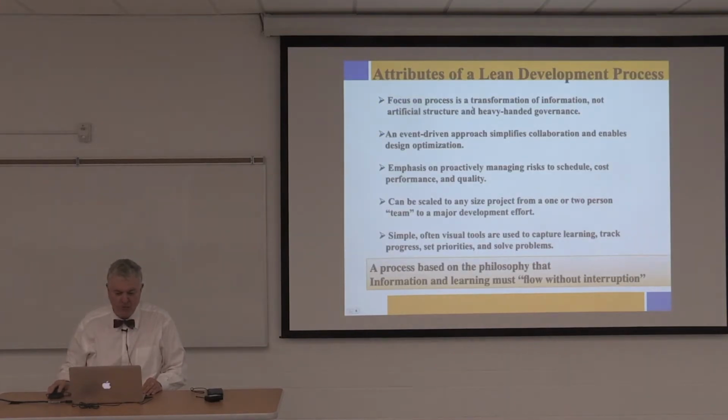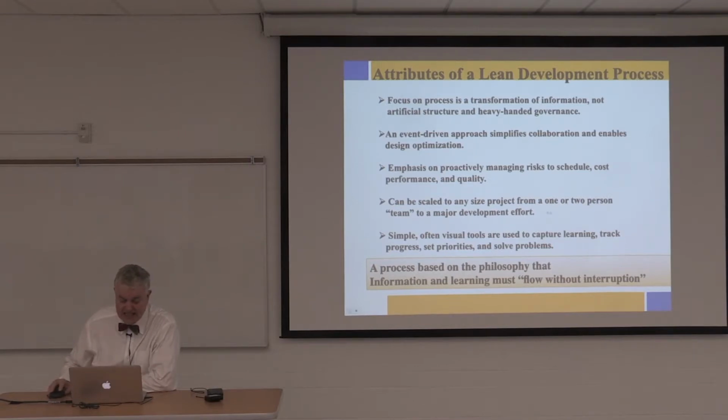Attributes of a lean process: focus on the process of transformation of information, not on artificial structure. You don't want heavy-handed governance. You don't want endless amounts of process reviews. An event-driven process simplifies collaboration. Event meaning this milestone, we have to achieve it; here are the specific deliverables. Emphasis on proactively managing risk. So all the way through, you're teaching your engineers to think about the risk of failure, the risk that it can't be manufactured, the risk that it can't be maintained, the risk of failure in the field.